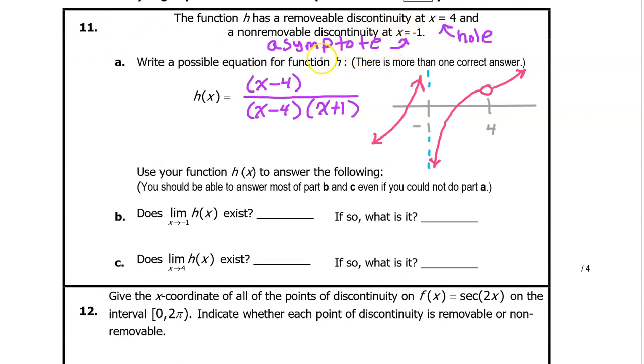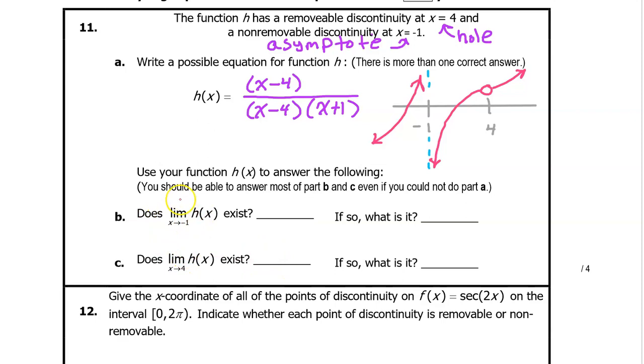So we just decided that our function will have an asymptote at x equals -1 and a hole at x equals 4. This is not what this function looks like, but I've drawn here a function that has a vertical asymptote at x equals -1 and a hole at 4. So we can use this picture to answer parts of B and C.